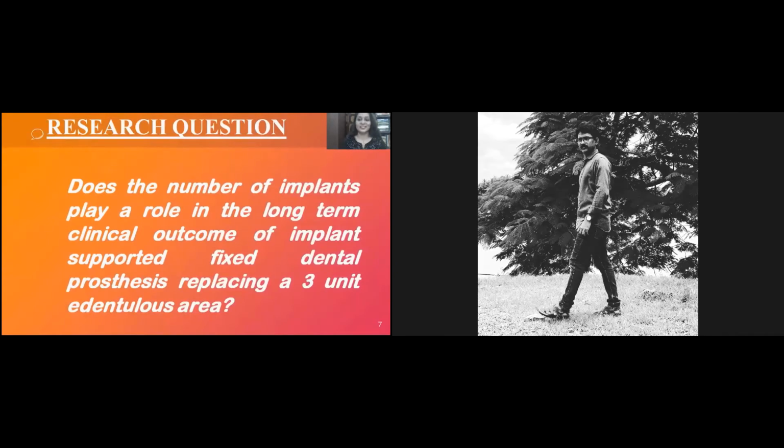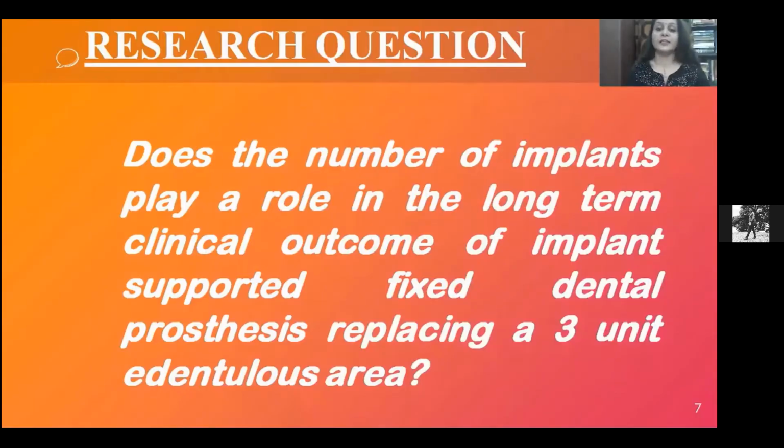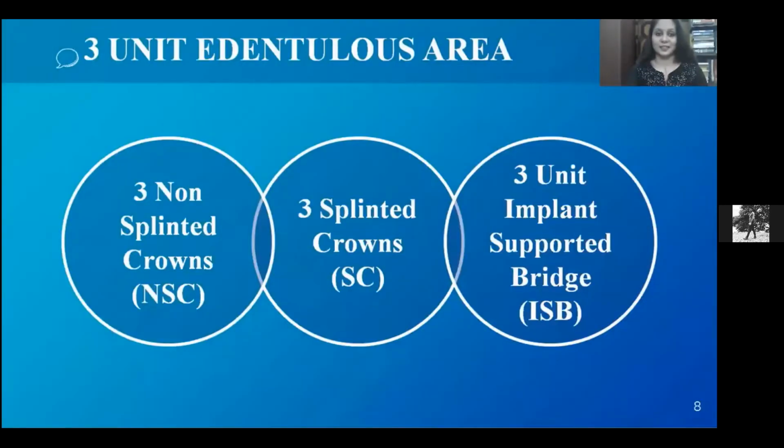So my research question is, does the number of implants play a role in the long-term clinical outcome of implant-supported fixed dental prosthesis replacing a 3-unit edentulous area? While talking about a 3-unit edentulous area, we have 3 options: 3 non-splinted crowns, 3 splinted crowns. In these 2 options, we are using 3 implants to replace 3 missing teeth. And the third option is a 3-unit implant-supported bridge, where we use 2 implants to replace 3 missing teeth.